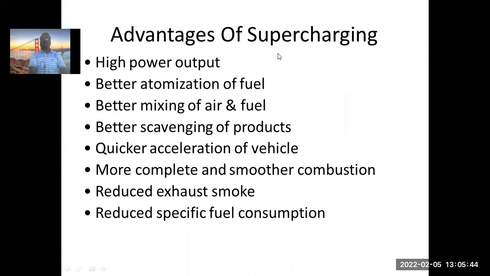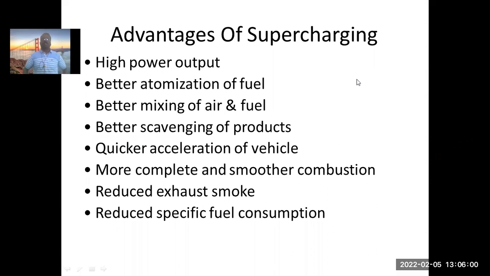And then finally we said there are many advantages, and this is where I think we reached yesterday and stopped. Okay, so what are the advantages of supercharging then?